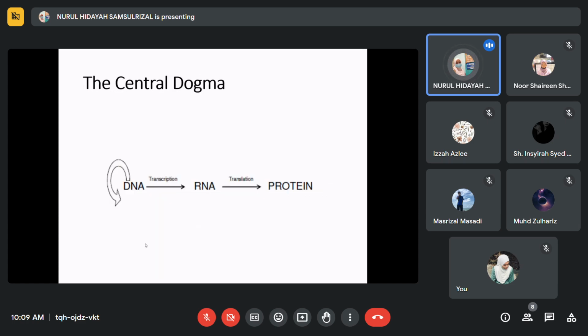Okay, so this is the concept of the central dogma. Actually, you already know this from our earlier class. In week one, I already explained to you that we have two types of central dogma. One is from the genomes perspective. The other is what we are learning now: DNA will be transcribed into RNA and then translated into a protein. This is the concept of your central dogma.